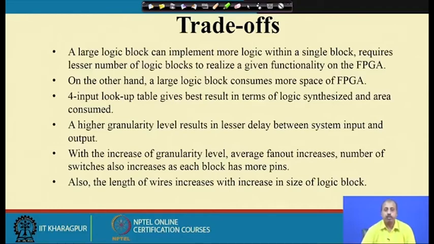Individual logic blocks have more functionality that can be implemented, so I will require fewer such logic blocks. So, the number of interconnects needed will be less, and the delay of the design will be low, because the interconnects contribute significantly towards the delay, and with the increase in the length of the interconnect, the delay increases by the square of that. So, if the lengths of the interconnects are small, then the delay of the design will be less. A large logic block can implement more logic function within a single block, so it requires fewer logic blocks to realize a given functionality on FPGA.